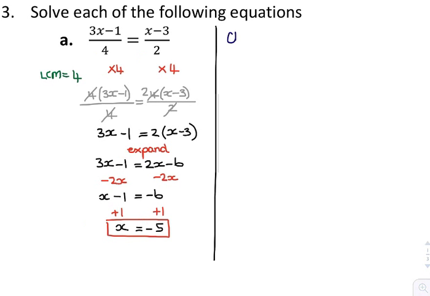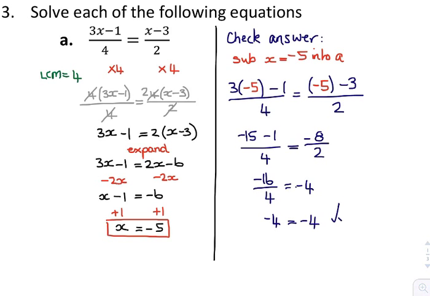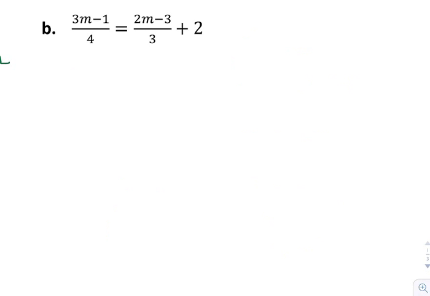You can now check this solution to see if it's actually correct by taking the value of x = -5 and substituting it back into your original equation of a. When we do this, we end up with the left-hand side and the right-hand side hopefully equaling each other. In this particular case, we'll have -4 equal to -4, meaning that x = -5 is the correct solution.